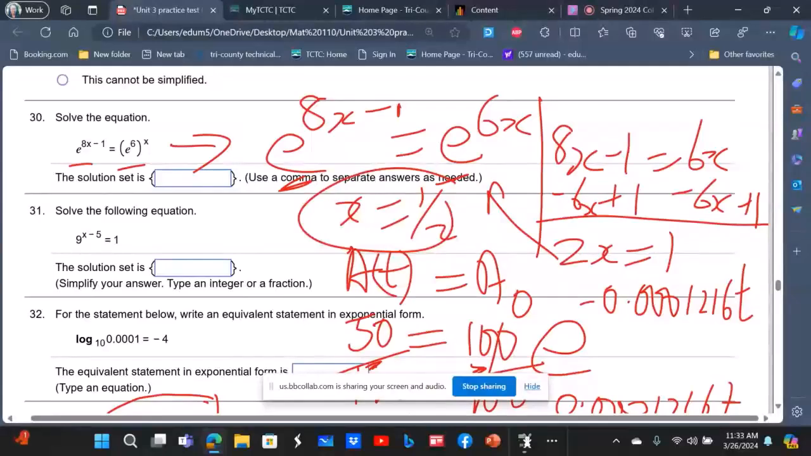All right, and then look at this kind of question. If you're told to solve it, you should be able to solve the problem. Solve the following problem. You can take natural log, or ordinary logarithm if you want to. If you want to avoid logarithms, another way you can do this one right here, you can put it as 9 to the power x minus 5 is equal to 9 to the power 0, because 9 to the power 0 is equal to 1.